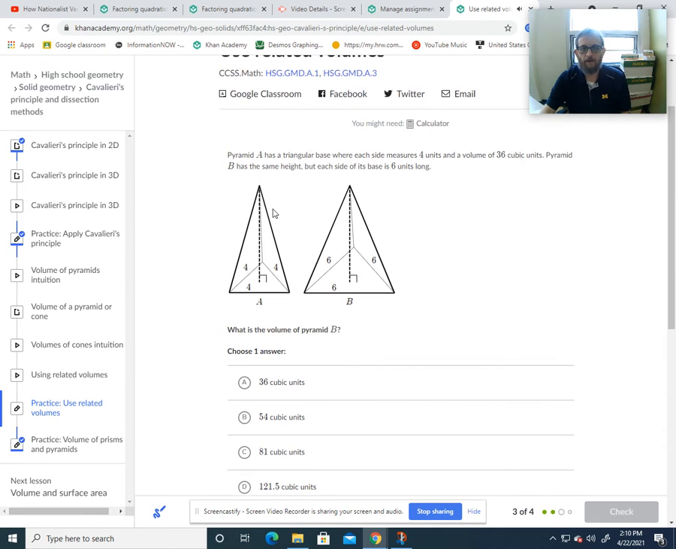So here we go again. Pyramid A has a triangular base which measures 4 units on each side and a volume of 36 cubic units. Pyramid B has the same height, but each side of its base is 6 units long. So these are not going to be identical. They're both pyramids. They want to know the volume of this one.